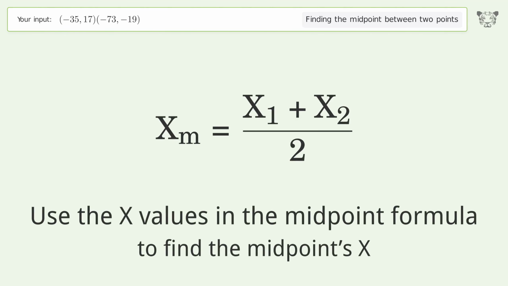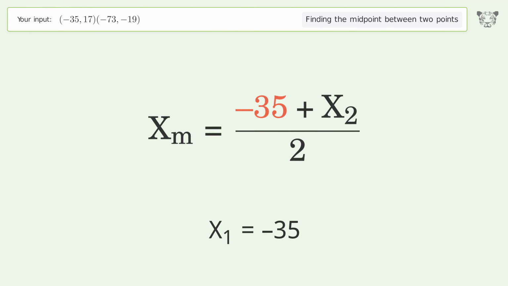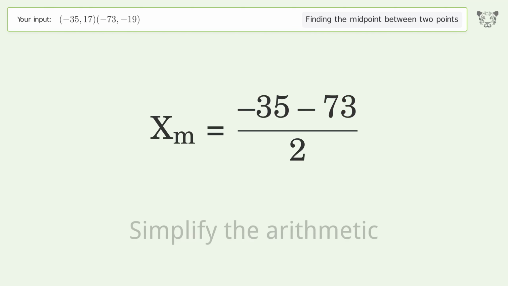Use the x values in the midpoint formula to find the midpoint's x. x1 equals -35. x2 equals -73. Simplify the arithmetic.